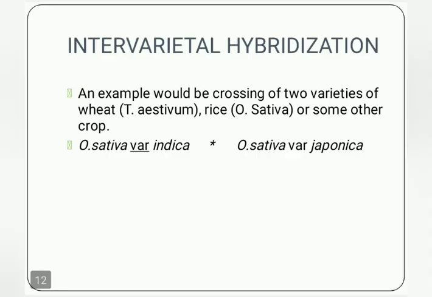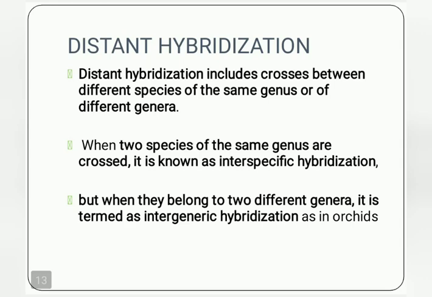Okay, the second type is distant hybridization, or wide hybridization, also called wide crossing. Now what is distant hybridization? It's a type of hybridization in which two members of different species of the same genus, or different genera of the same family, are crossed. Simply we can say that distant hybridization is the crossing between different species of the same genus or different genera of the same family.